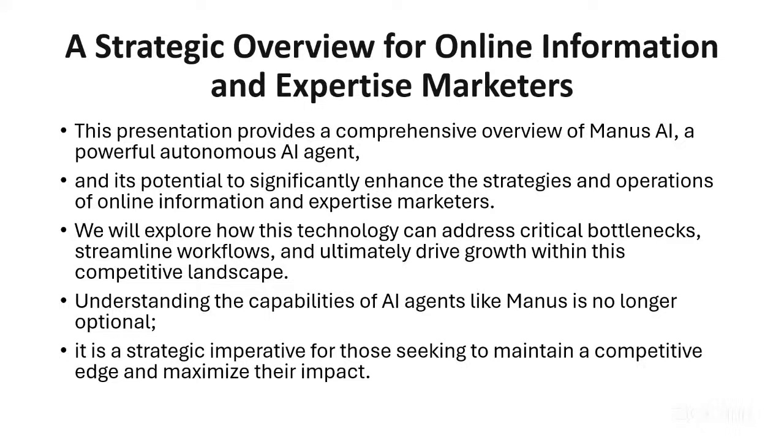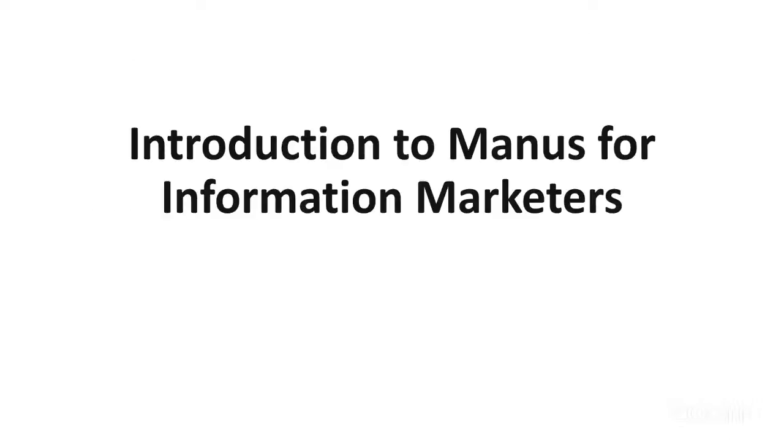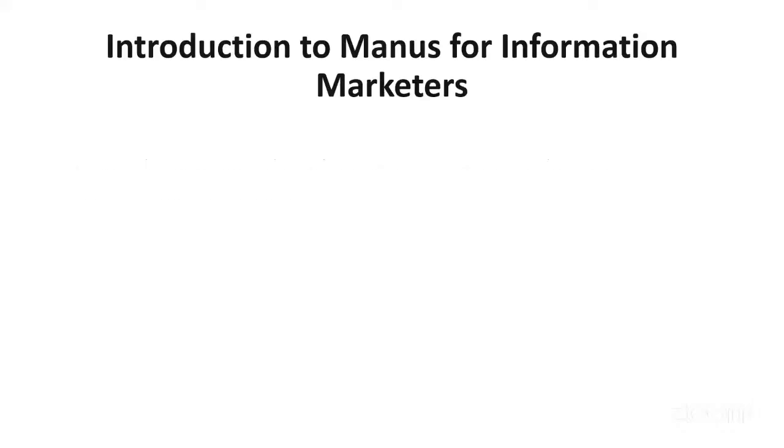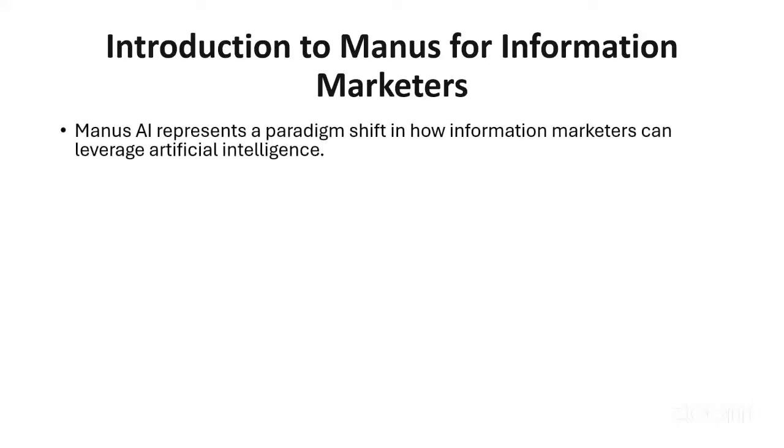And so this is going to be strategic, right? Understanding what these autonomous agents do. Again, this is the first step in the process, and you're seeing it live in action here. So let's talk about Manus and how it's going to affect you as an information marketer. And it's a shift because basically what you're doing is you are really going to leverage artificial intelligence. Now, I know that you probably feel like, well, I already use ChatGPT, I already use Gemini.